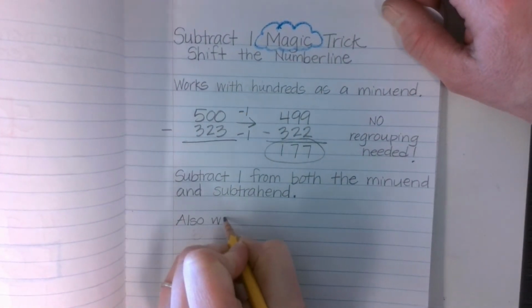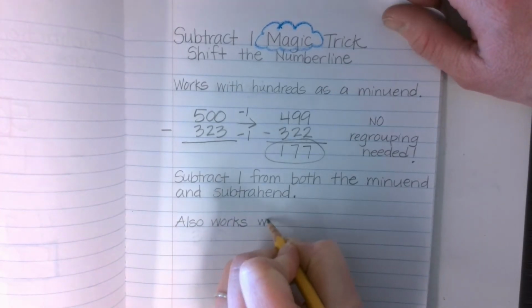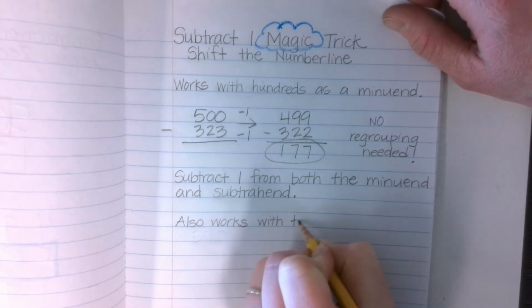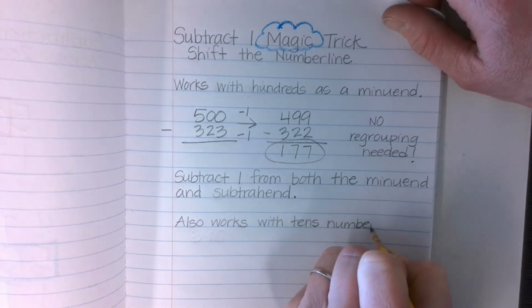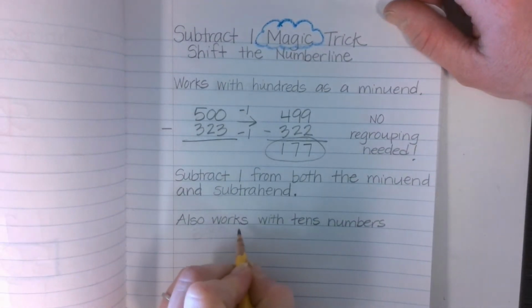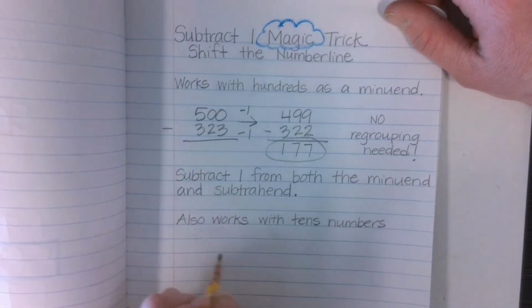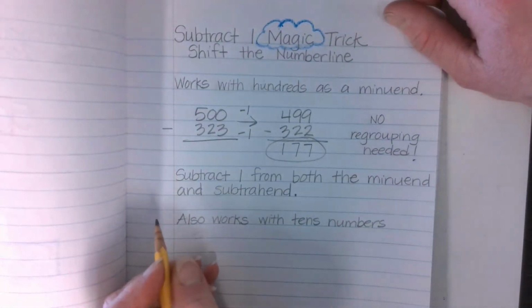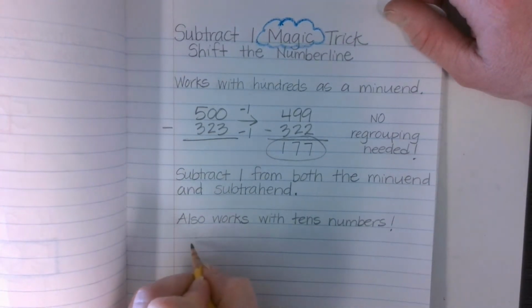Also works with tens numbers. So I mean any number counting by tens. So like 310, 320, 330, 340. So any number, you know, counting by 10. So let's try it down again.